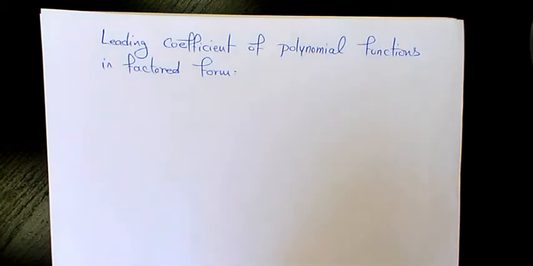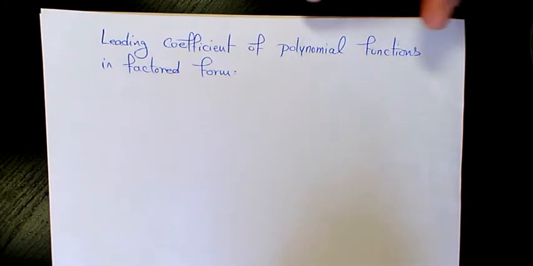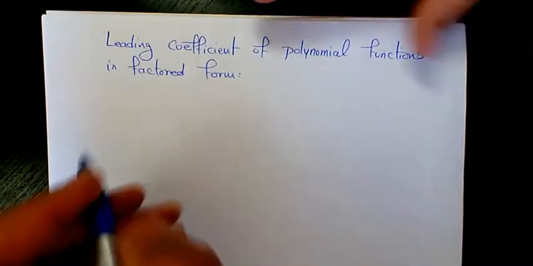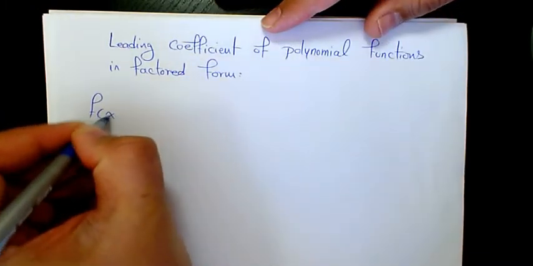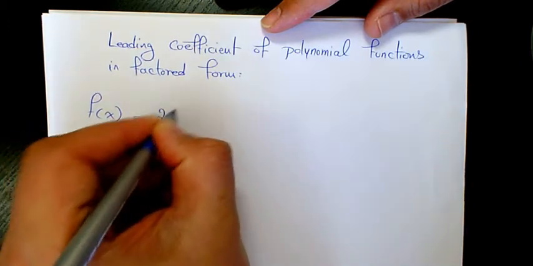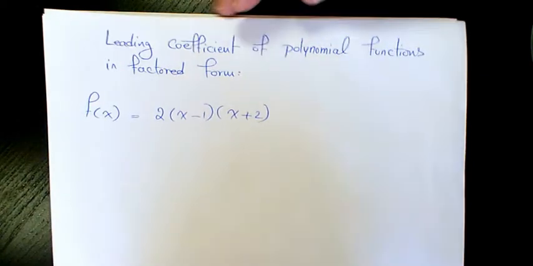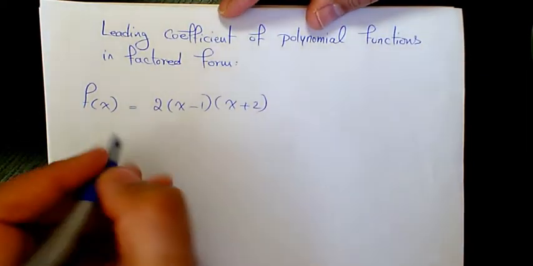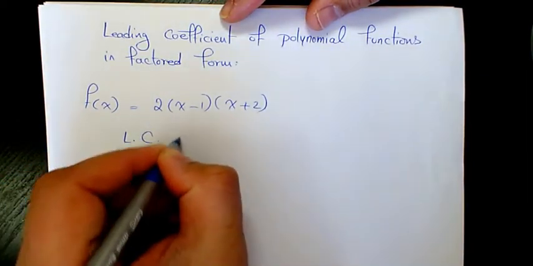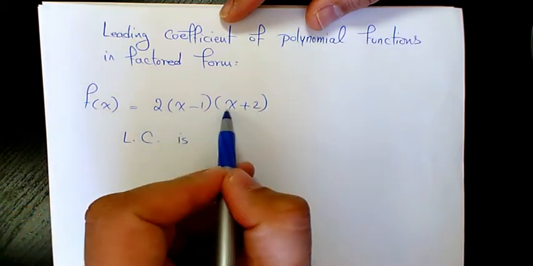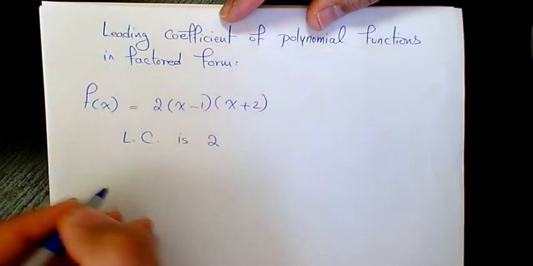Welcome to another video. In this video I want to talk about the leading coefficient of polynomial functions in factored form. I'm going to give you some examples and we'll try to find the leading coefficient of each polynomial. First example is 2 times (x - 1) times (x + 2). In this case the leading coefficient is 2 times 1 times 1, which is going to be 2.